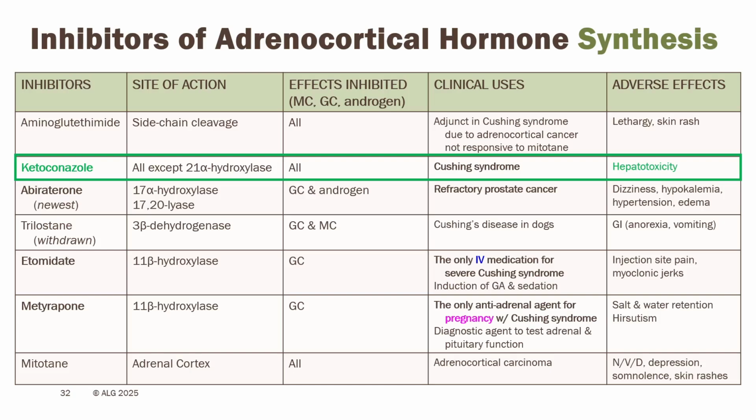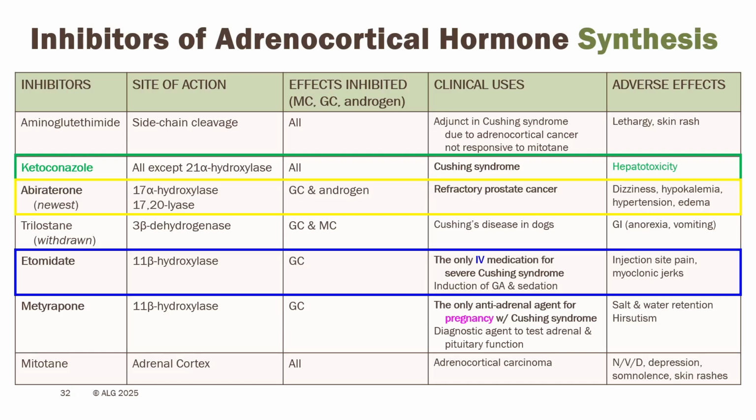However, this drug is hepatotoxic and should be started at 200 mg per day, slowly increased by 200 mg every 2 to 3 days up to a daily dose of 1000 mg. Abiraterone is the newest synthesis inhibitor approved for the treatment of refractory prostate cancer. Trilostane was withdrawn from human use in 1994 and is now used to treat Cushing's disease in dogs.